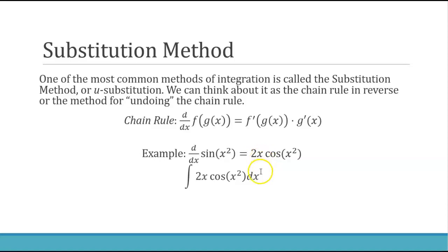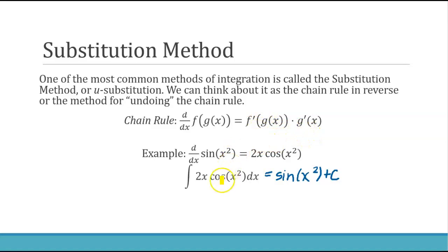Now, if immediately after taking that derivative I were to ask you, what is the antiderivative of 2x cosine of x squared dx? Hopefully, you could tell me that this antiderivative is sine of x squared plus c, because we just took the derivative previously and saw what this answer was. What we want to start to do is develop an eye for looking at an integrand and seeing it as the result of the chain rule.